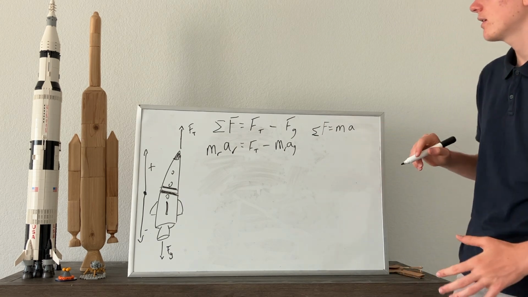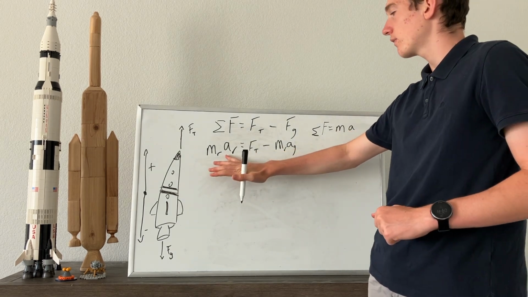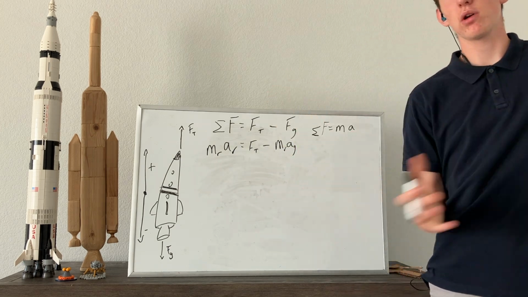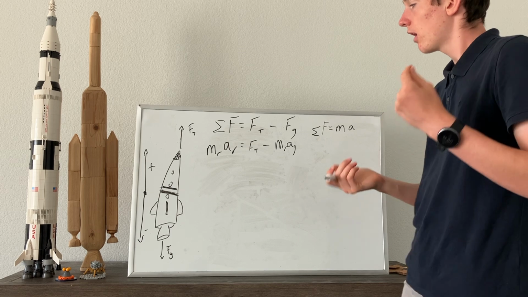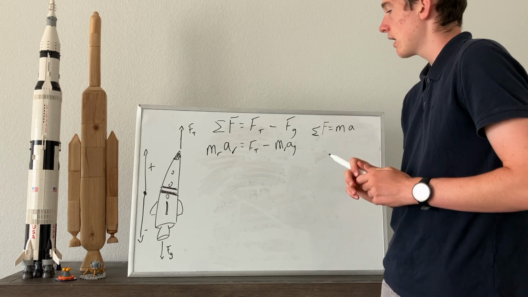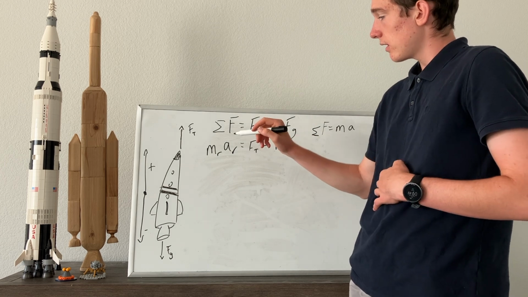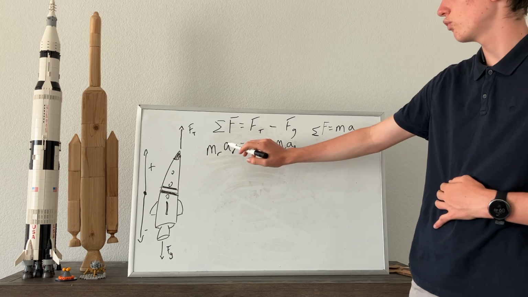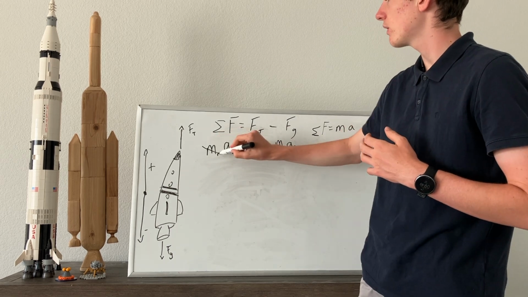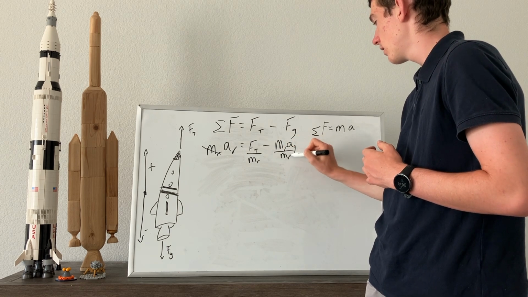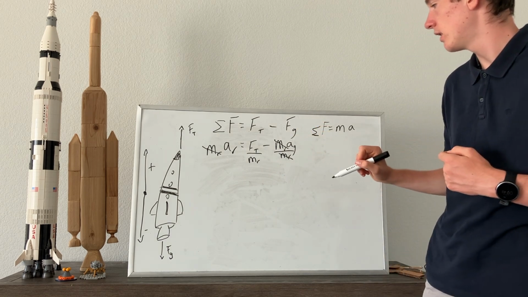Our next step is trying to get the acceleration of the rocket all by itself, because we will then use that acceleration to plug into another equation to get the speed of the rocket and then the height of our rocket. So we are going to divide everything by the mass of the rocket, so we are left alone with just the acceleration of the rocket, and those two will cancel out.